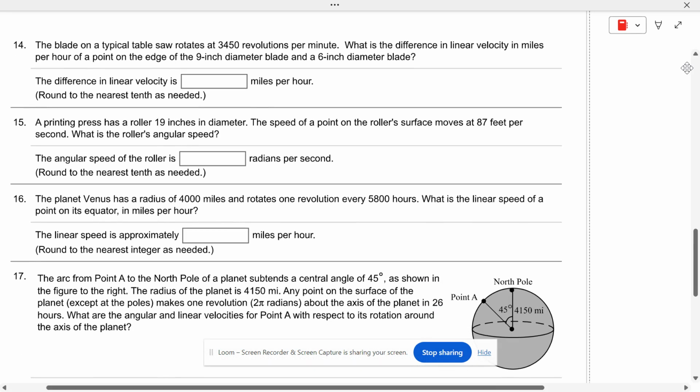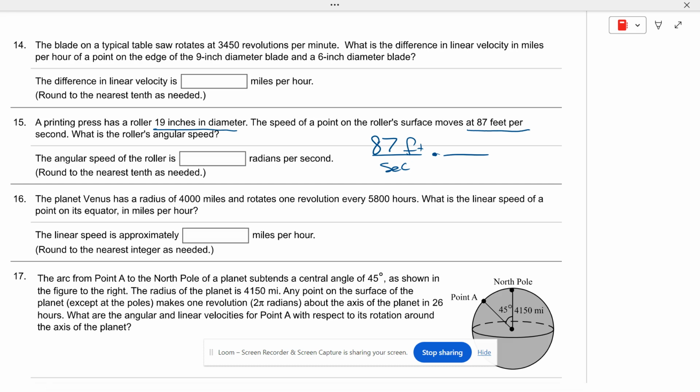A printing press has a roller 19 inches in diameter. The speed of the roller is 87 feet per second. What's the angular speed? Now we're working backwards a little bit because we're given it in feet per second, which is a linear velocity. To change it back into an angular velocity, we have to get rid of the feet and make it into revolutions somehow.